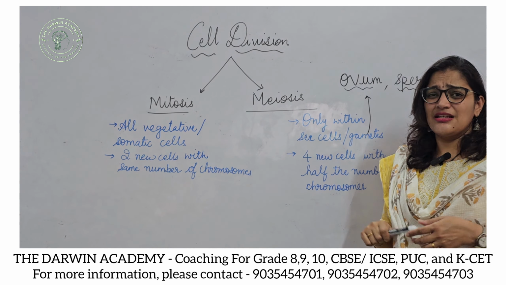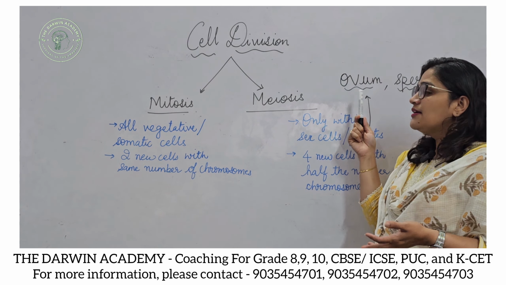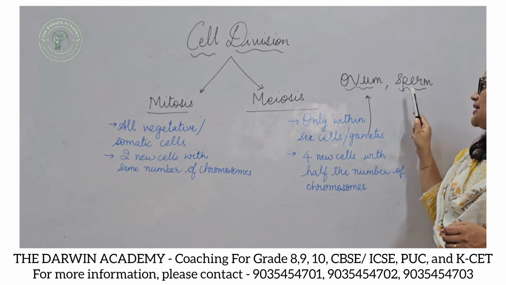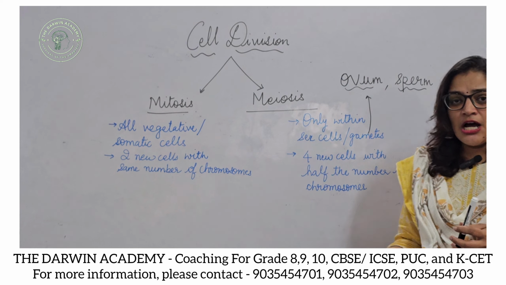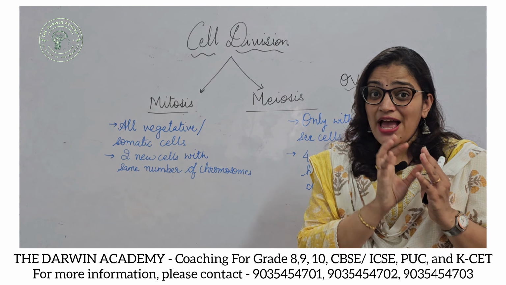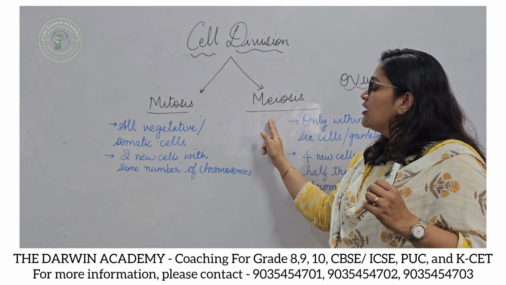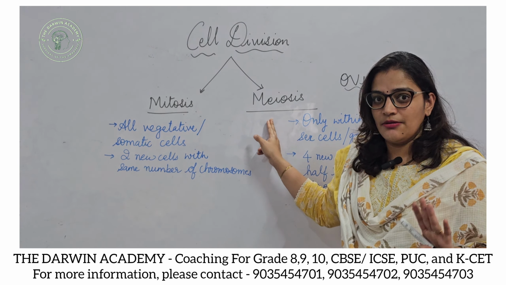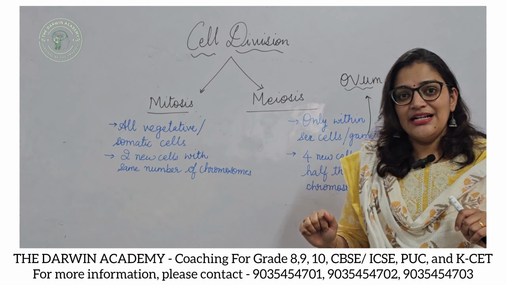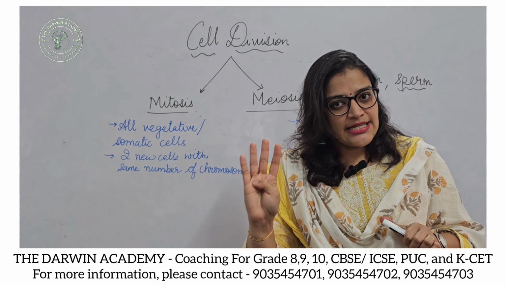What are these sex cells or gametes? Within a human female, the sex cell or the gamete is the ovum, whereas within the males it is the sperm. So when the sperm or the ovum is being produced, the cells which have actually formed these sperms or ovums would have undergone a meiotic cell division. And also as a result of meiotic cell division, four new daughter cells are produced.